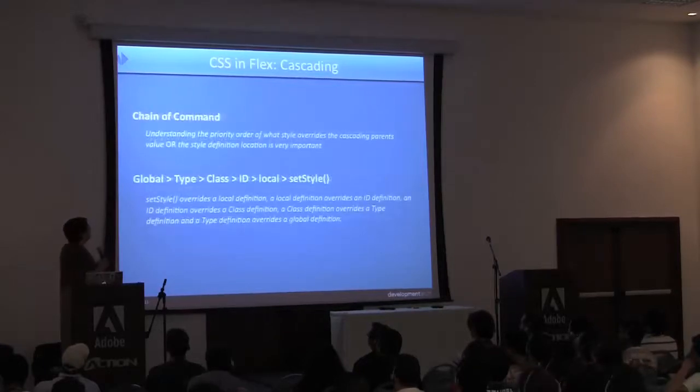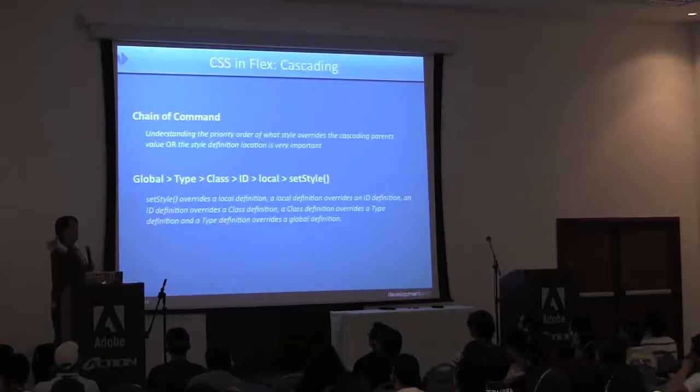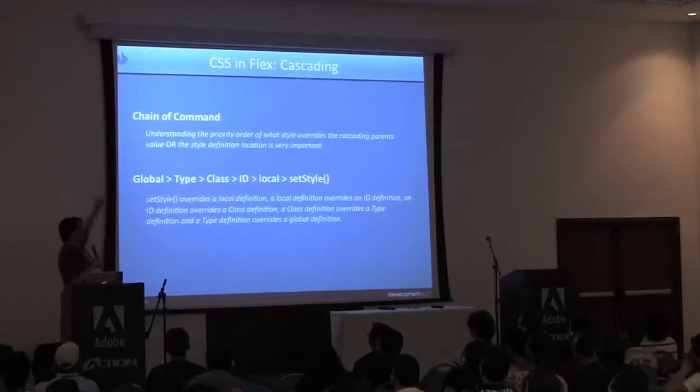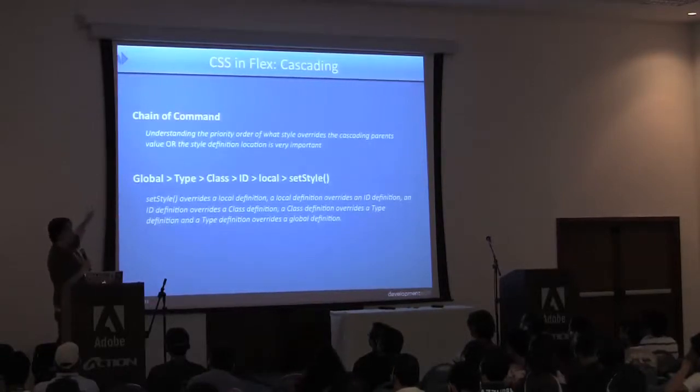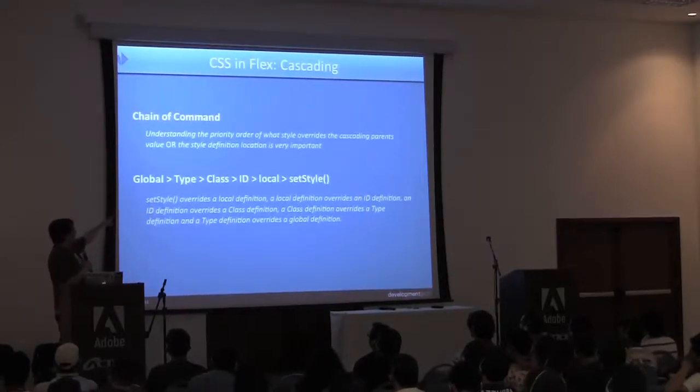So we need to understand the chain of command, because who overrides what, right? If I set a color in global to blue, and then later I set my class selector to red, who's going to win when I apply that to my component? So understanding the order of operation is really important. Global is the lowest, and then a type selector will always override anything that's set in global. A class selector will always override anything in a type selector.